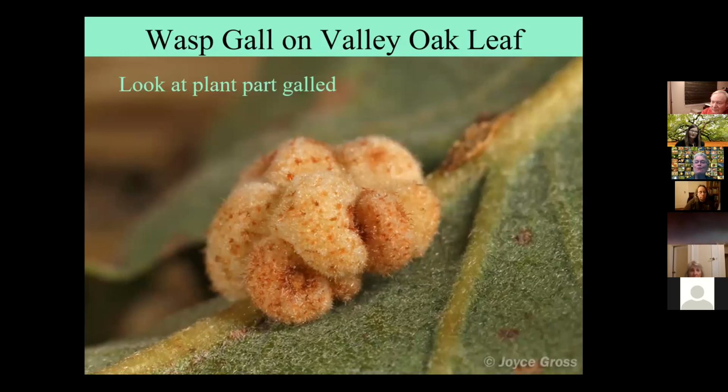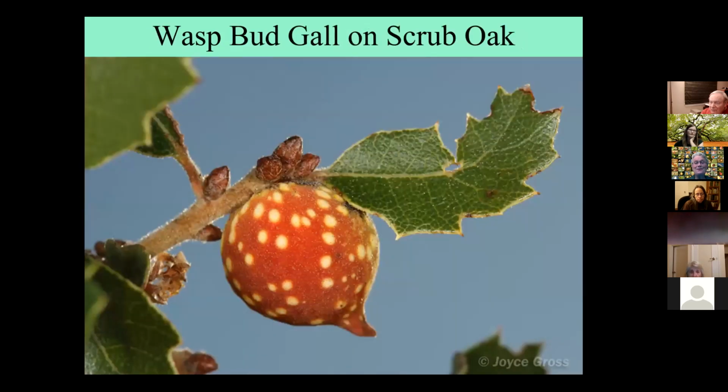All right, now we're on to my favorite. These are all caused by cynipids in the tribe Cynipini, oak gallers, all limited to oaks. Okay, look first at the part of the plant that's galled. So here's a wasp gall on a valley oak leaf. And I really like this one. This is a Confertus gall. We'll get back to this. This is one of my very favorites.